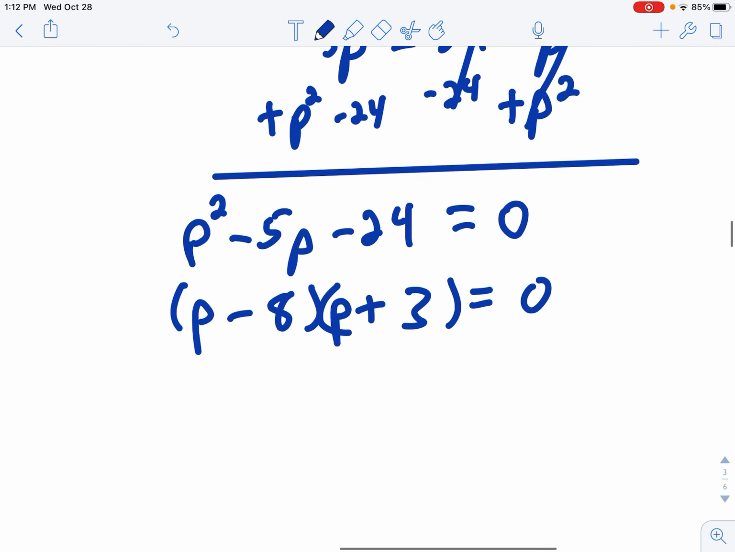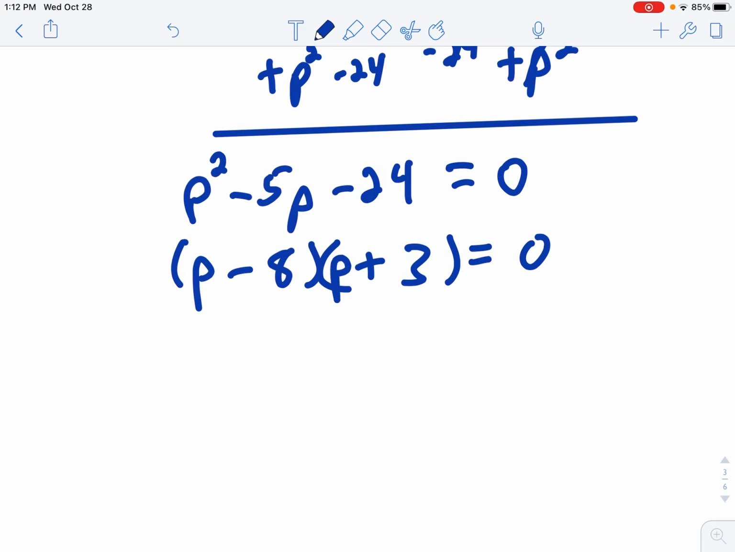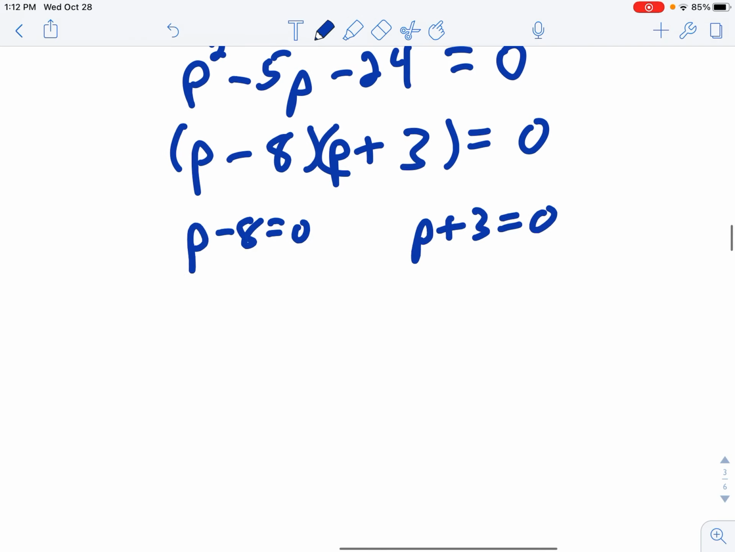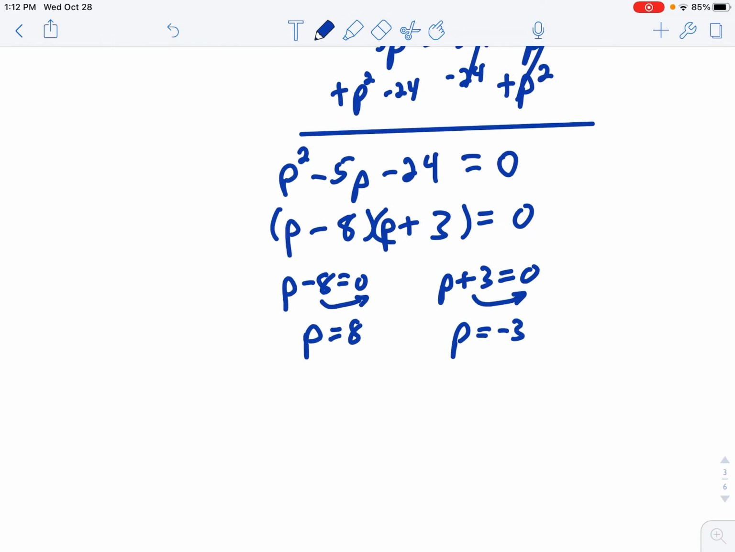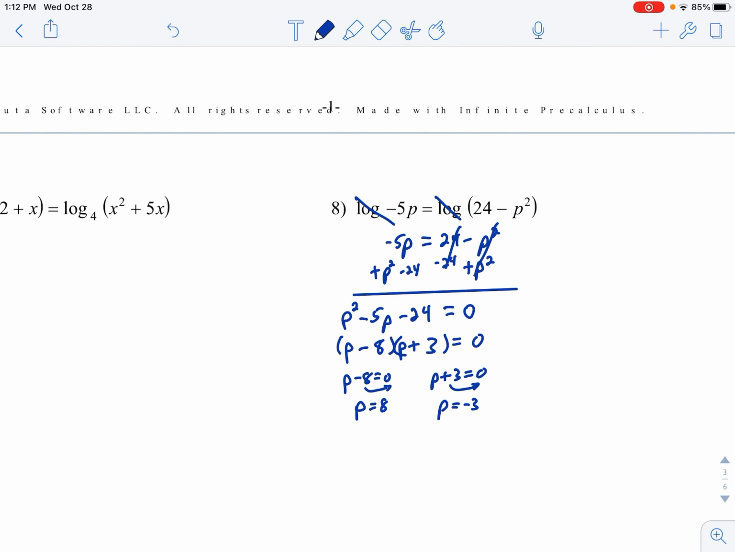Anyway, okay, so set this equal to 0 and solve this. So add 8 over to that side, p equals 8. Subtract 3 over to that side, p equals -3. And so I get 2 answers. But now I need to go back up and check those answers. I've already peeked at the answer key, so I know something is fishy.